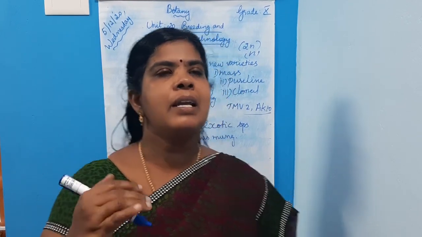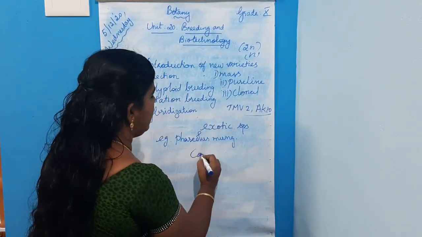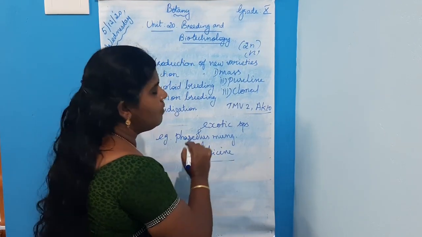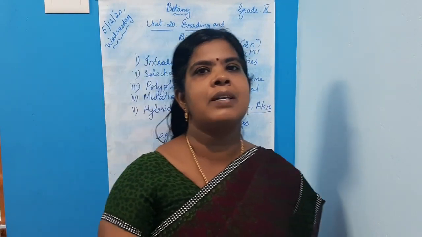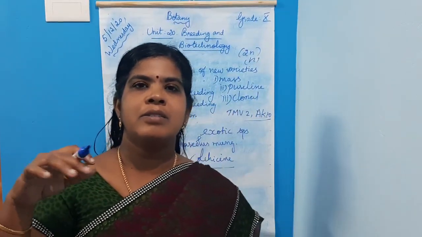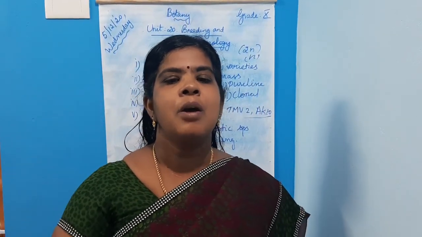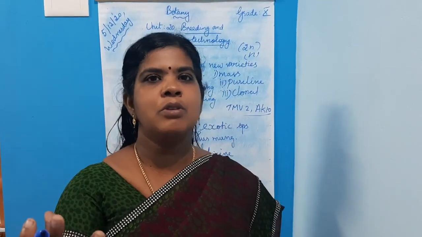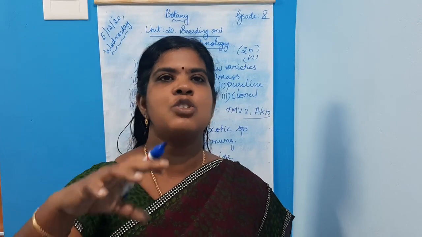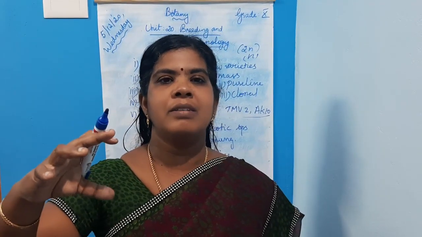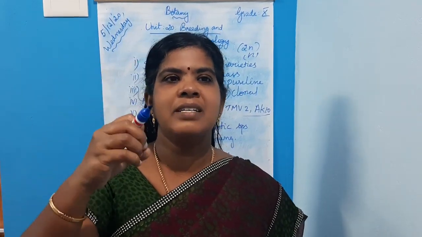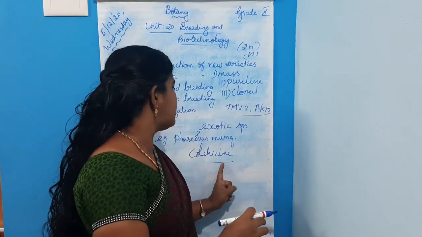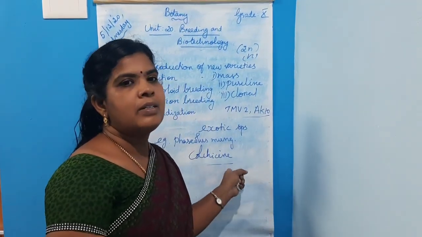And the chemical agent is colchicine. When colchicine treatment is applied to plants, the plants can produce polyploids. Some plants show hybrid vigor, or varieties show desirable characters due to the induction of these polyploids.